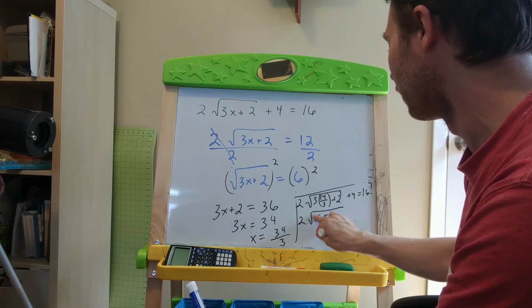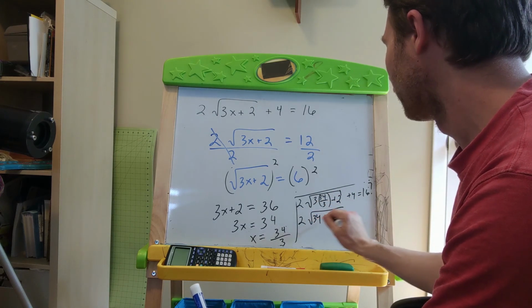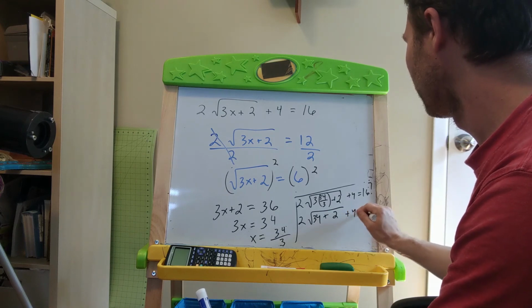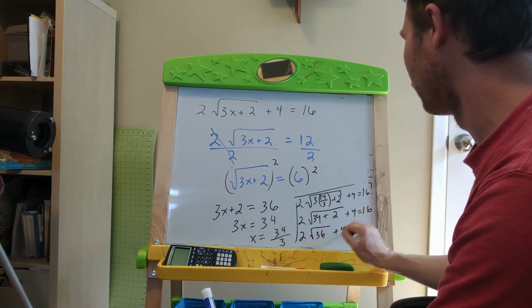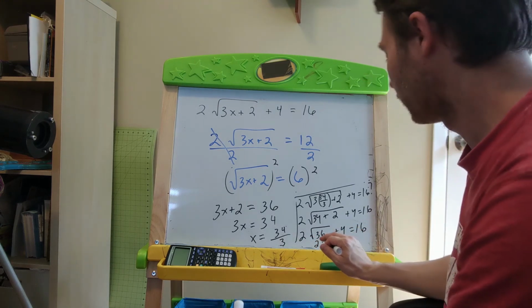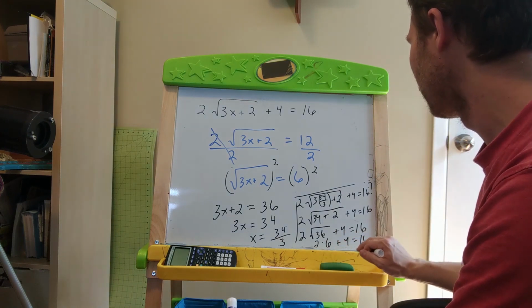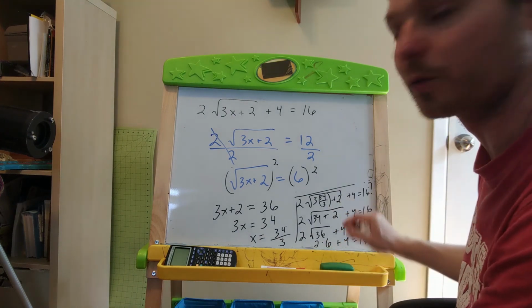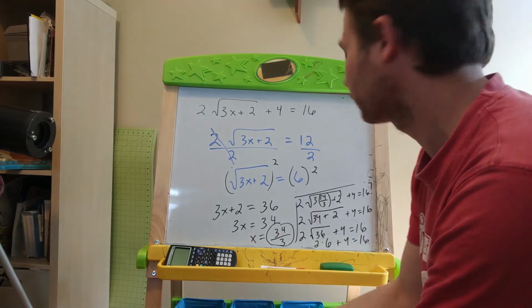So 34 over 3 times 3 is going to be 34 plus 2. So I'm going to get 2 times the square root of 36 plus 4 is equal to 16. Square root of 36 is 6, so this is 2 times 6 plus 4, and yeah, that's equal to 16. 2 times 6 is 12 plus 4 is 16, so this is a good answer, right?